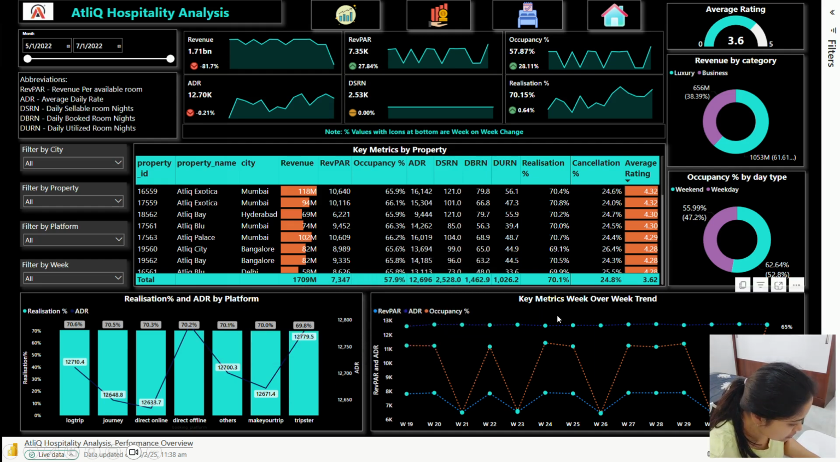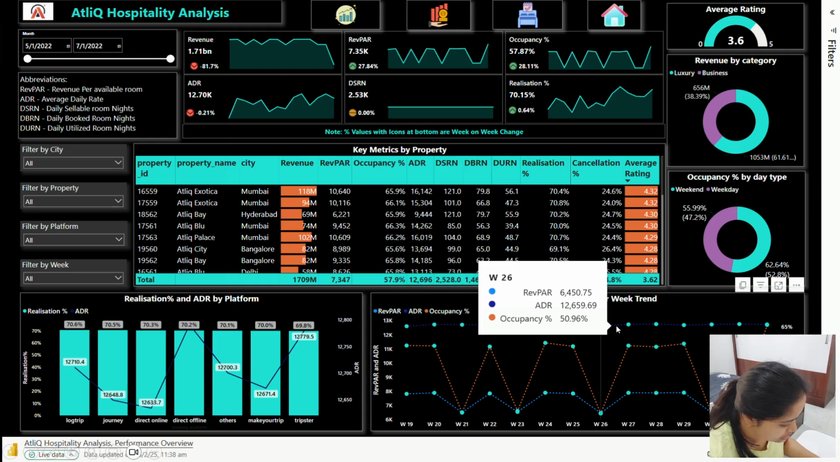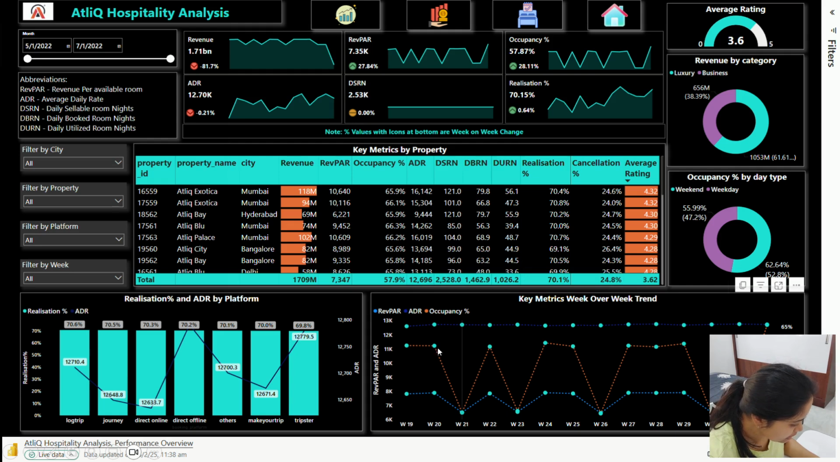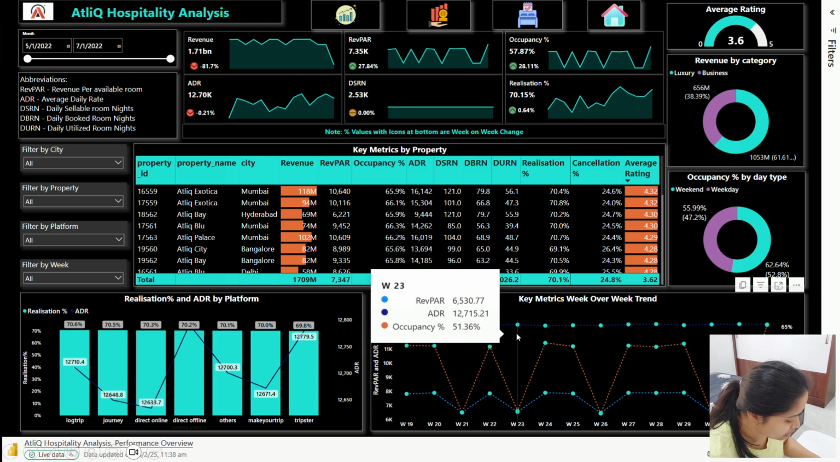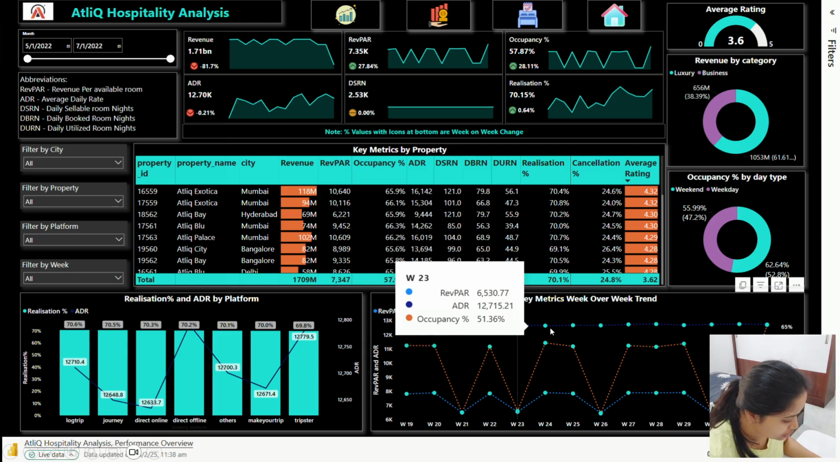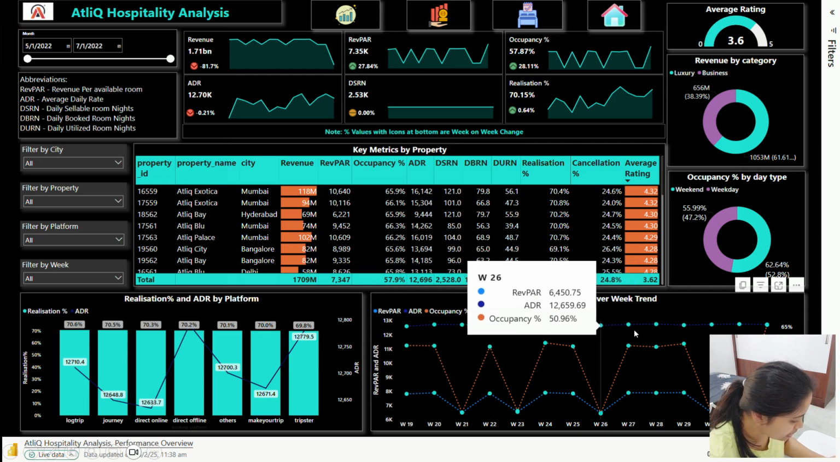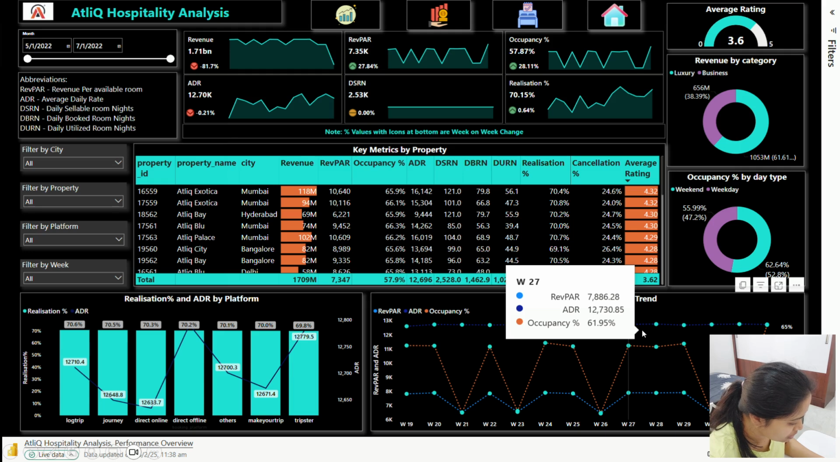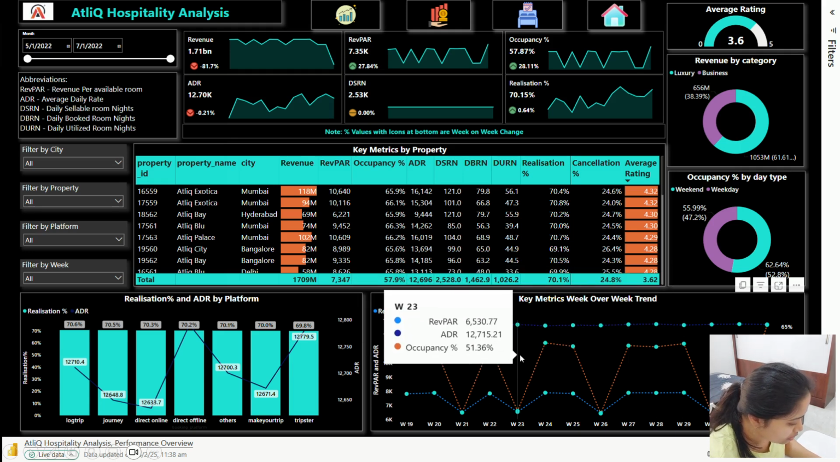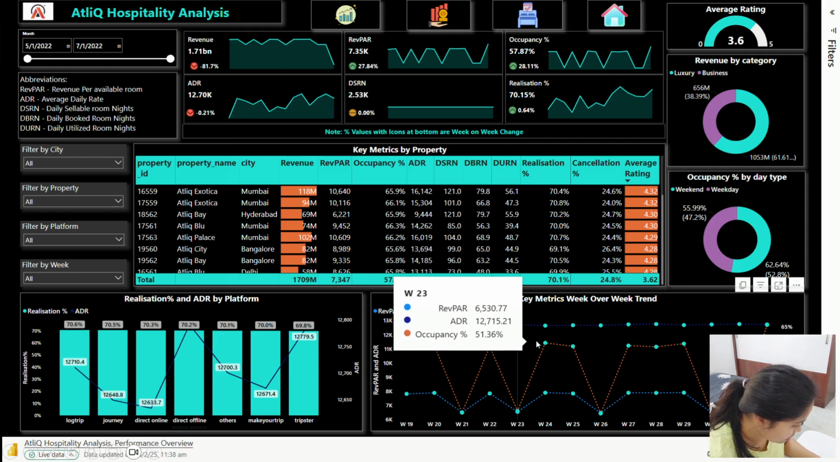Here we have the key metrics week over week trends for RevPAR, ADR, and occupancy percent. We can see the average daily rate is constant, so whenever there is a drop in occupancy percent, we see a drop in the RevPAR. If we choose dynamic pricing, we can charge more when the demand is better, and we can keep the existing static pricing or lower prices on the days where the demand is lower, so that we can get a bit better occupancy and revenue.